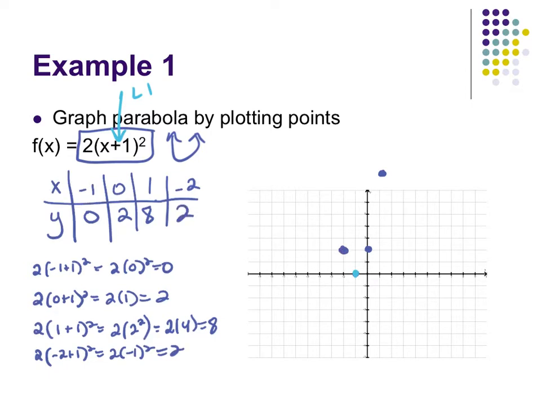Now these are symmetric. Every point that happens on the right-hand side is going to happen on the left-hand side. So I know if I went up 8 and right 2, I can go up 8 and left 2, and I know the other coordinate point is there. So these are symmetric, not to the x-axis, but to the axis of symmetry. Everything that happens to the right of my vertex is going to happen to the left of my vertex.